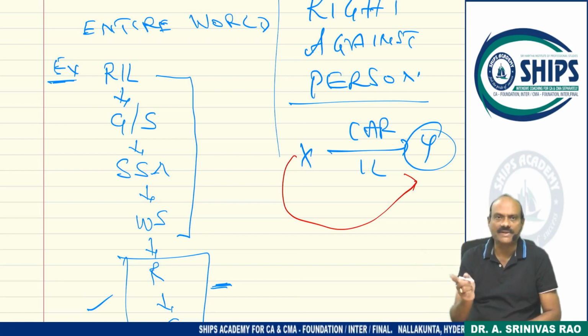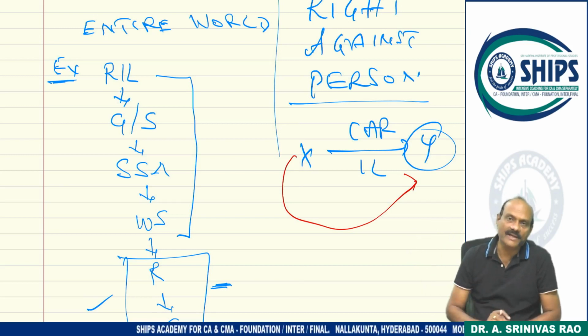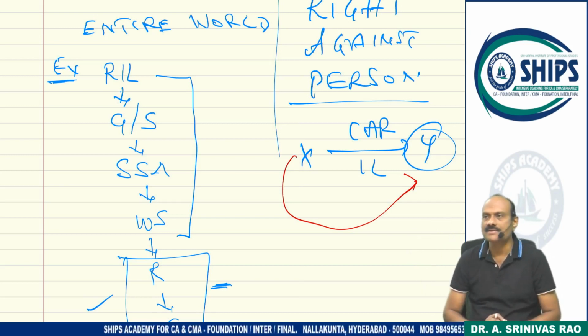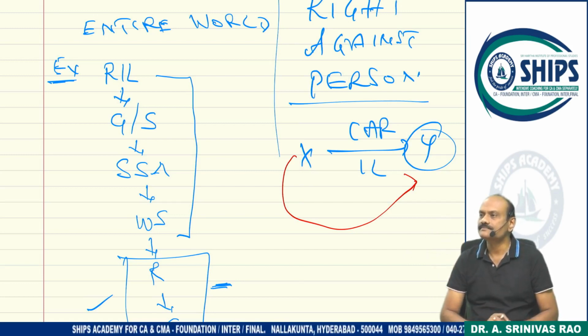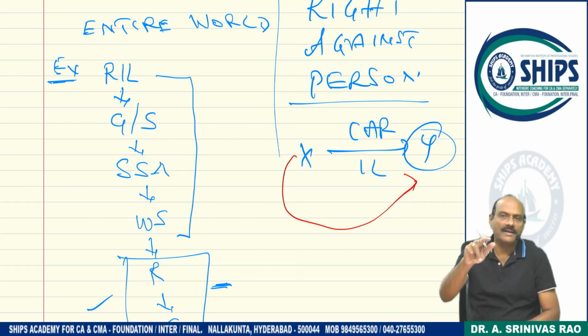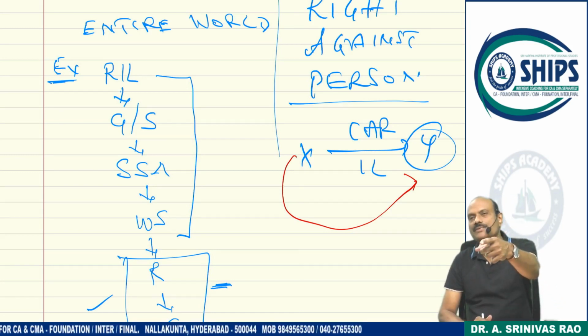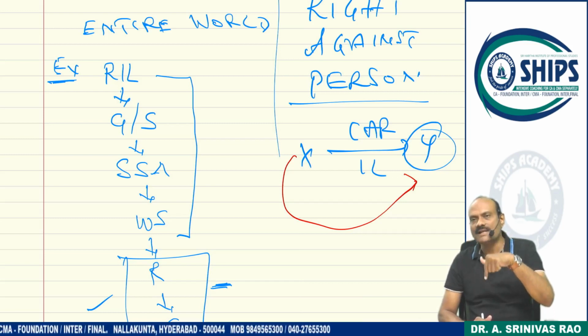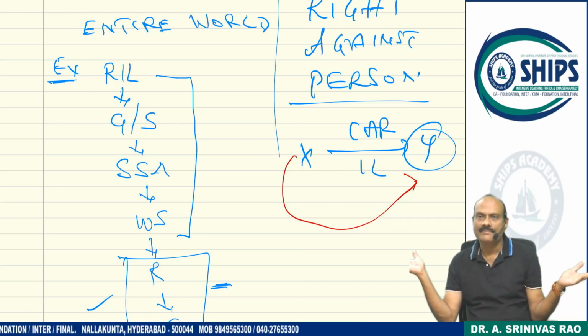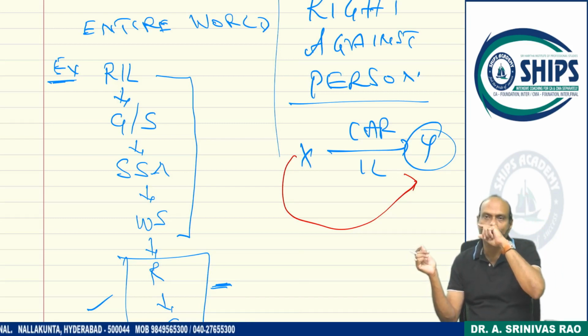And what if vice versa? If X refused to sell, now Y wants to file a case, he can file a case against whom? X only. Because I signed with you, you signed with me. Contract is between both of us. If anything goes wrong, I can sue you or you can sue me. Other than this, I have no right. That's called jus in personam, with whom I signed.